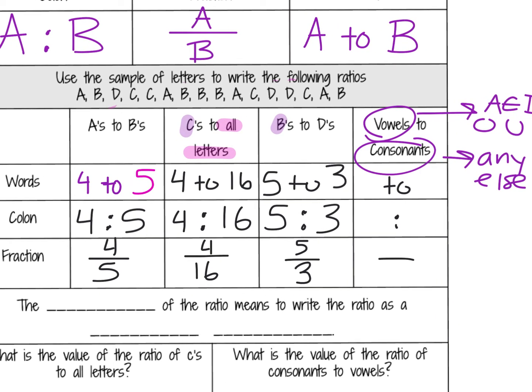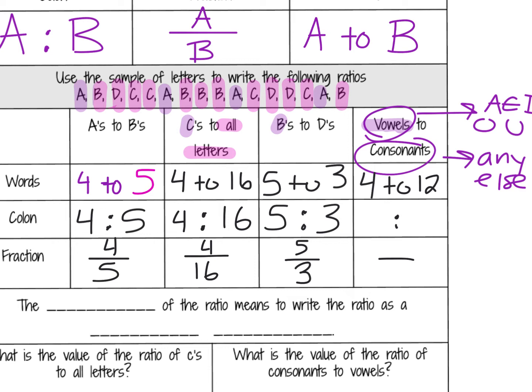Okay, and then our last one is how many vowels compared to consonants. So vowels are A, E, I, O, and U. It asks us to find that first, so that's going to be my first number. There's 1, 2, 3, 4 vowels. And then any other letter is going to be a consonant. So that's 1, 2, 3, 4, 5, 6, 7, 8, 9, 10, 11, 12 letters that are consonants.